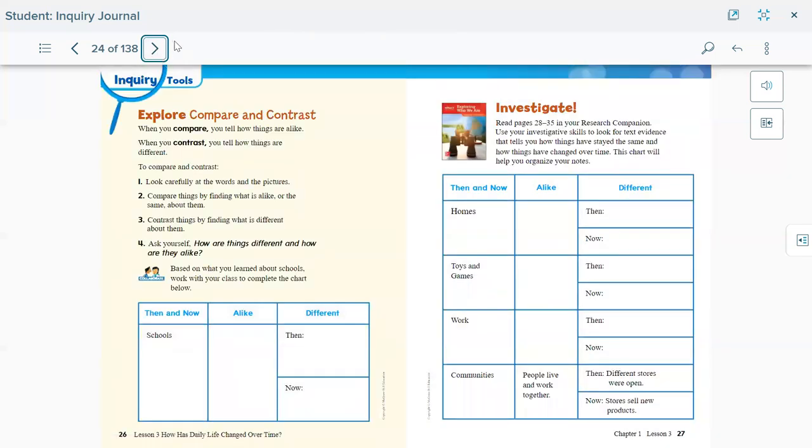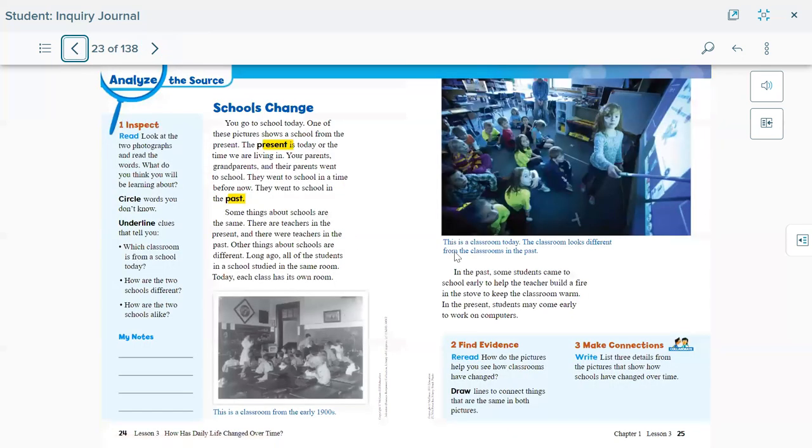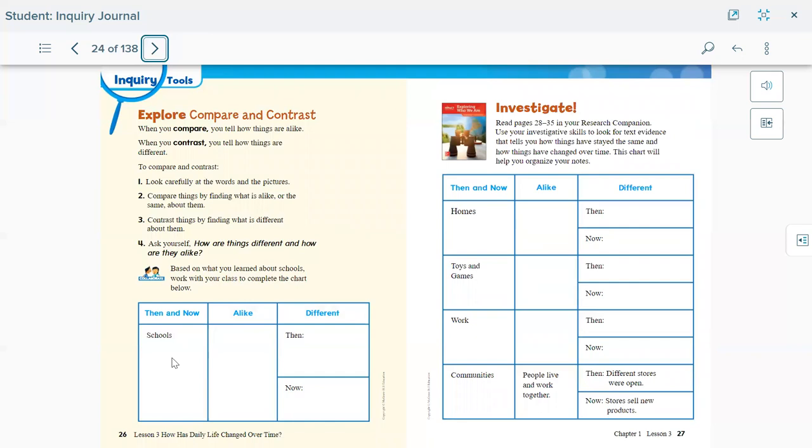Okay, so we're going to compare and contrast. We're going to compare things that happened long ago and things that we see nowadays. So we're going to go back to the pictures. We're going to read the captions under the pictures. We're going to read the comments they put, and then we'll be able to answer these questions. All right.